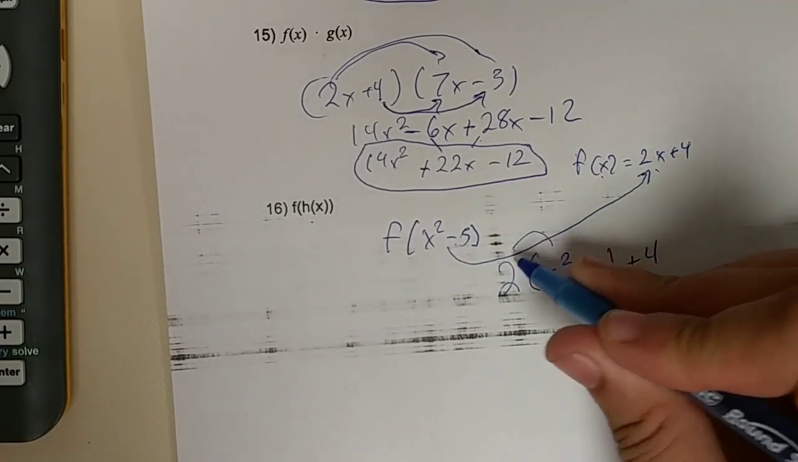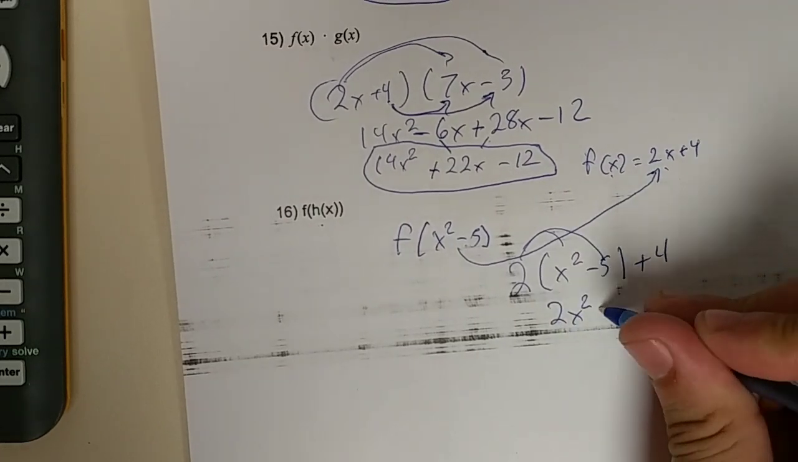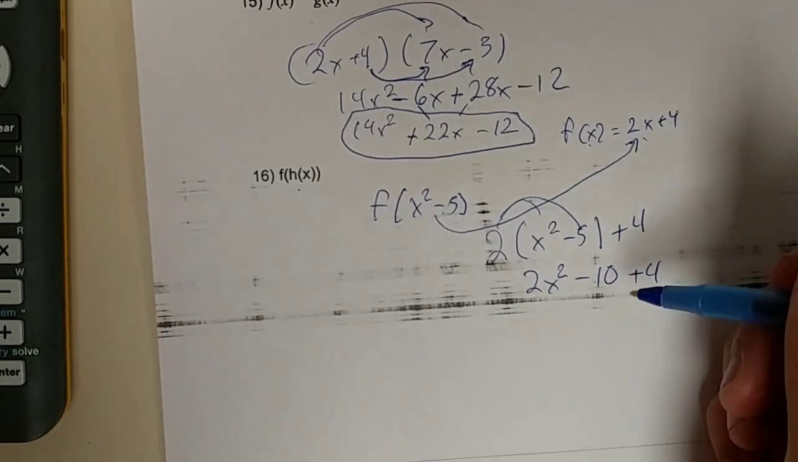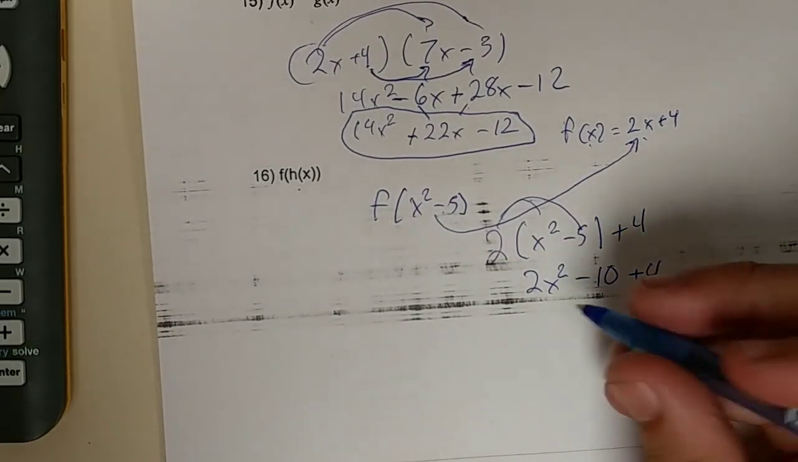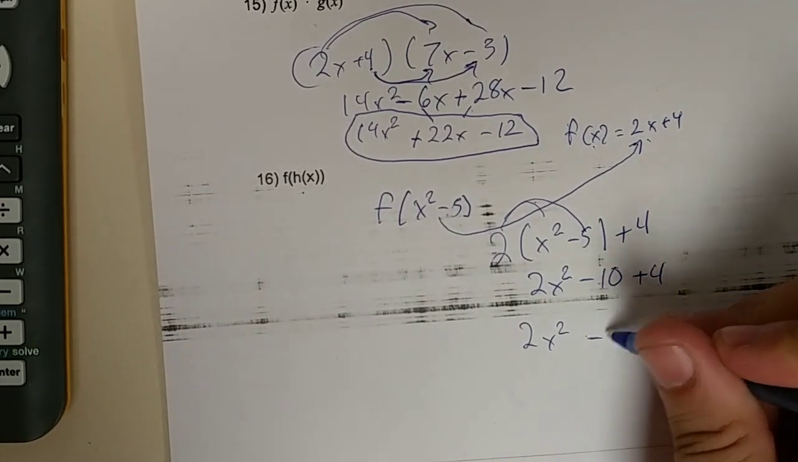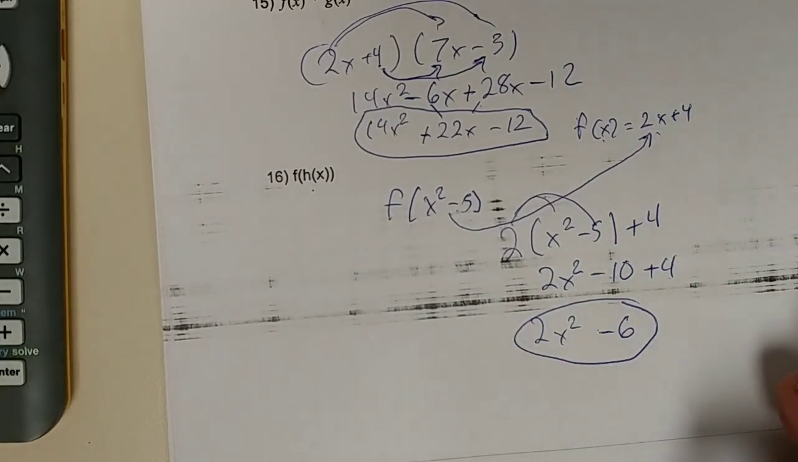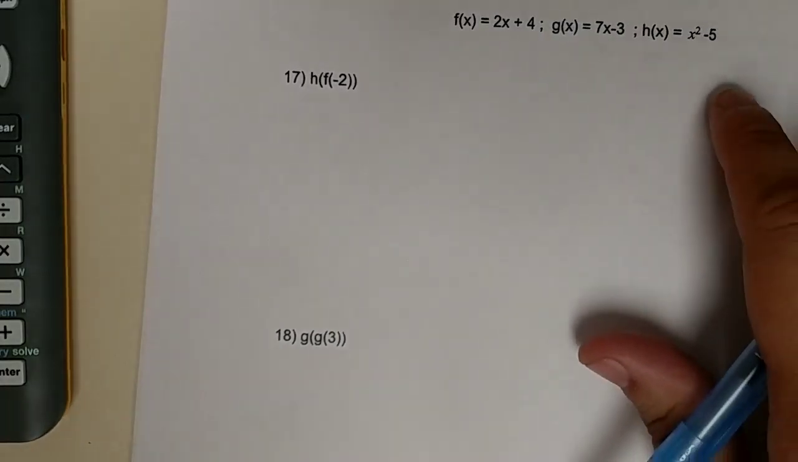Now I'm going to distribute this 2 to both of these things. 2x squared minus 10 plus 4. Don't forget to distribute. Then negative 10 plus 4. 2x squared minus 10 plus 4 will be negative 6. Circle that, you're good. Let's go on to the next page.